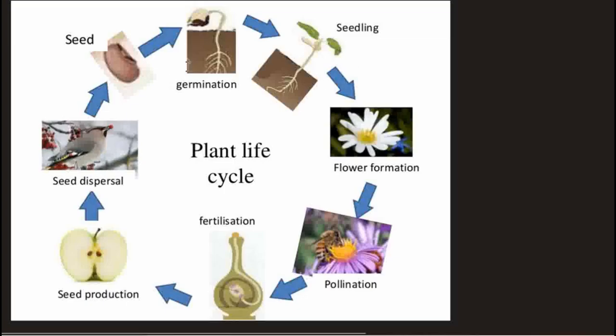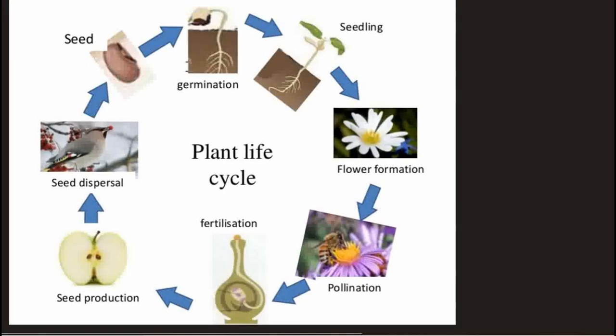This is the life cycle of a plant. So it starts from the seed. Then the seed will germinate and become a seedling, and flower formation, and then there's pollination. In here is the bee and the pollination. When the bee transfers the pollen to the stigma, and then there's fertilization, the nucleus of the pollen and the nucleus of the ovule fused together in here, and the seed production and then seed dispersal. So this is the life cycle of a plant.